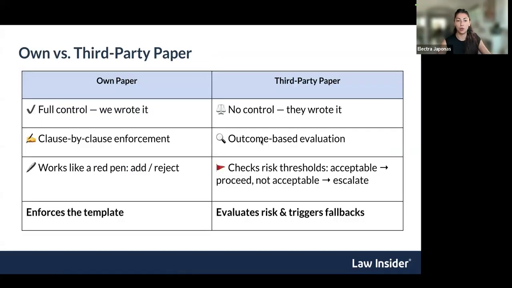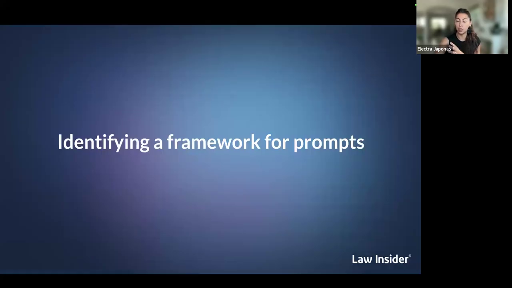So here's just a visual overview. With your own paper, you have full control. You wrote it. You can go clause by clause enforcement. You can do the whole agreement if you like, or you can do just the ones that you're quite precious about, or just the ones that are more contentious because the others don't really ever get negotiated. And then with your third-party paper, you don't have any control over the drafting, so you're going for an outcome-based evaluation. And the reason this is important is because it will affect the way you structure your prompt.